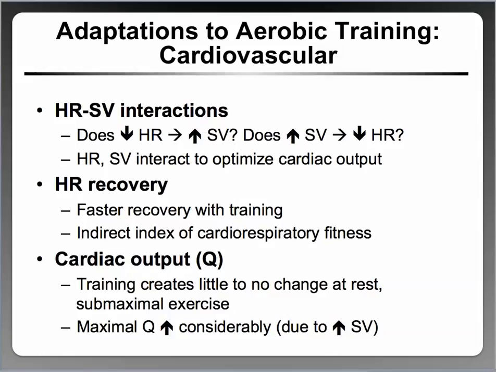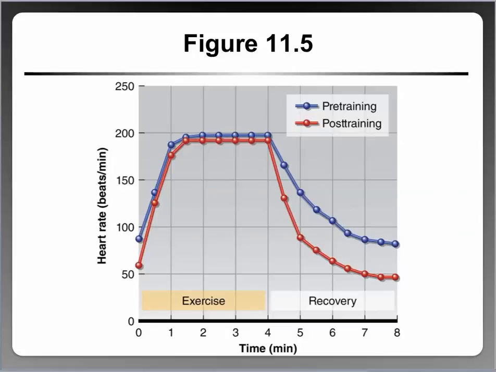Here's the text that goes along with it, and basically you have a faster recovery of heart rate after you have trained. And the example picture that goes along with it is here. You can see there the blue line is before training. You have a fairly good decrease in heart rate, but after endurance training, a period of chronic endurance training, the heart rate recovers much quicker.